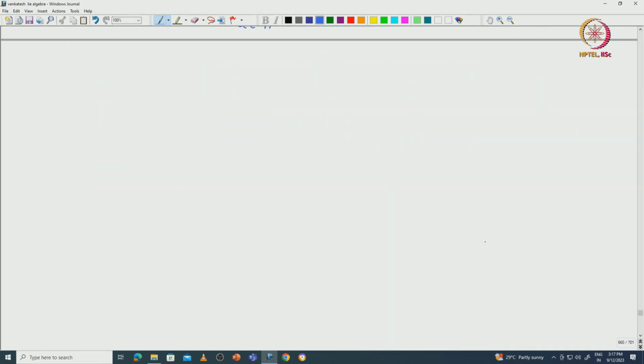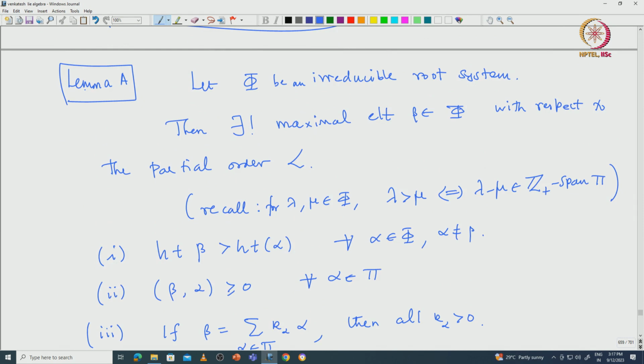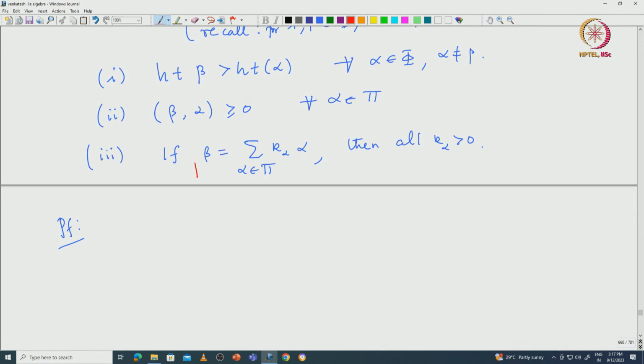So, let us prove this. How are we going to prove it? Of course, we have to use the condition that phi is irreducible. This is what we need to use. So, let us try to use that. This expression is very important, because we are claiming that the k_alphas are all positive. So, that motivates us to define the following sets.